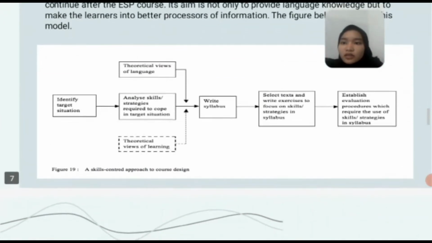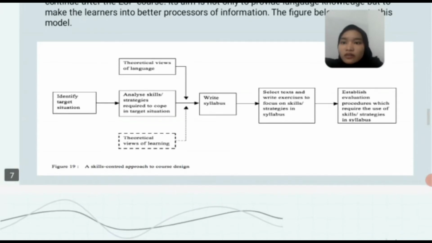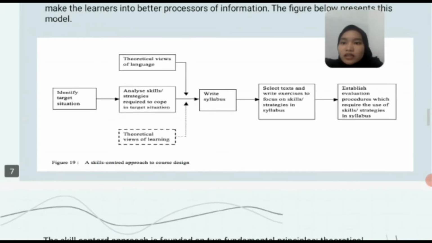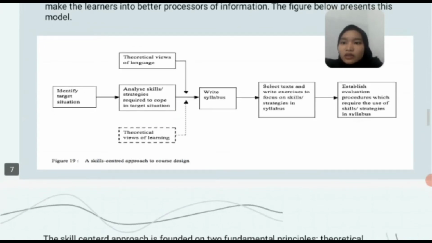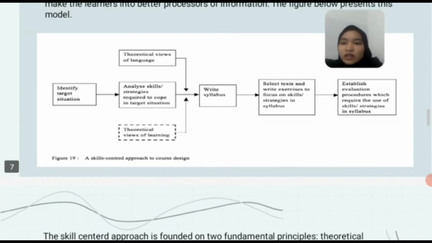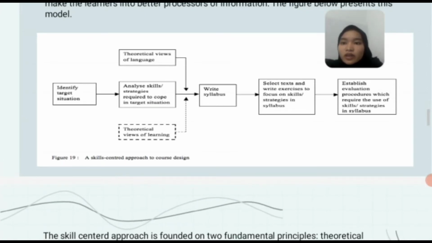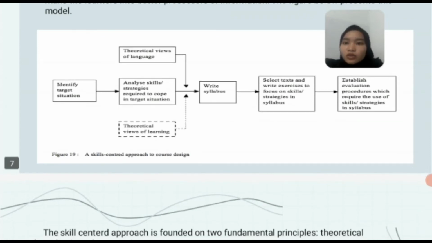Identify the target situation and theoretical view of language, analyze the skills or strategies required to cope in the target situation and theoretical view of learning, then create the syllabus, select texts and exercises to focus on the skills or strategies in the syllabus, and establish evaluation procedures which require the use of the skills or strategies in the syllabus.